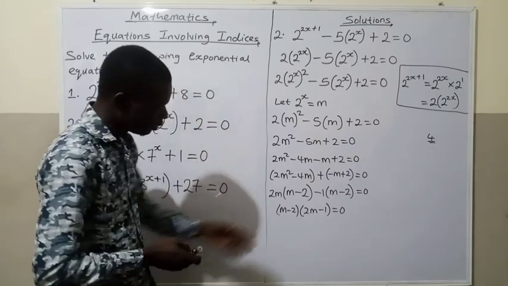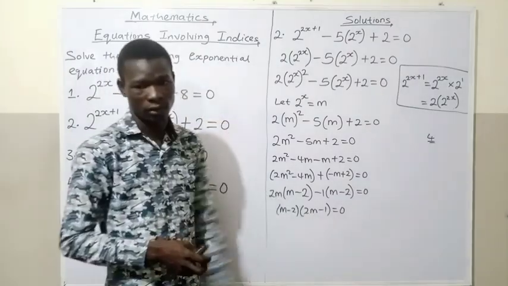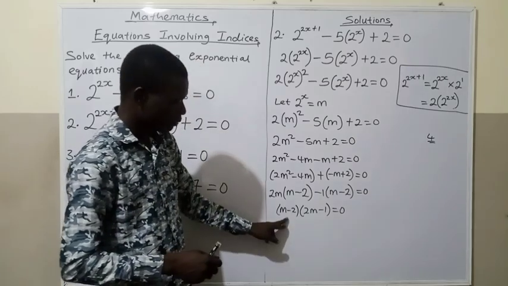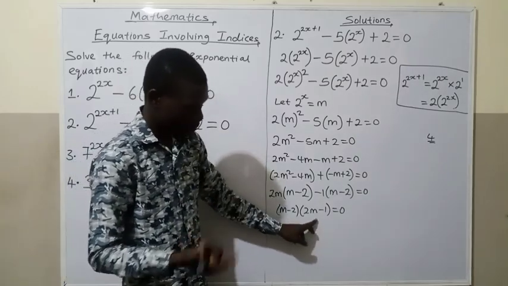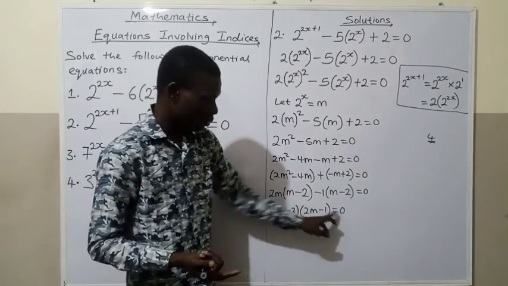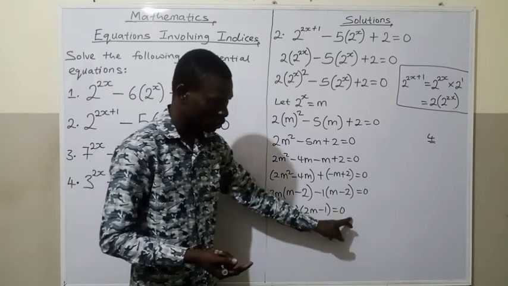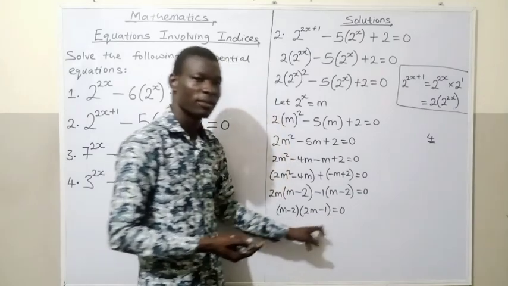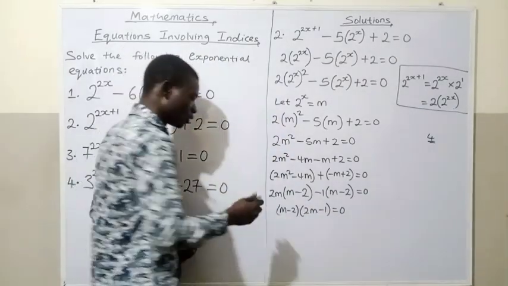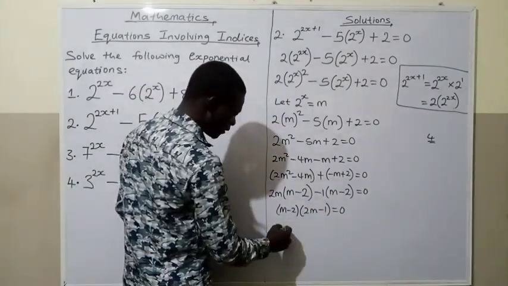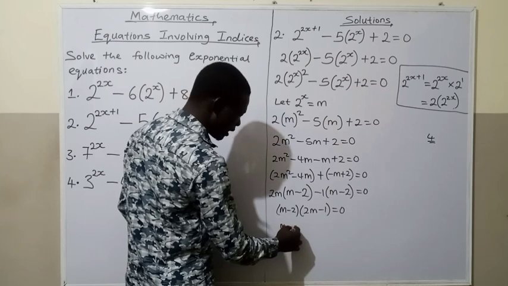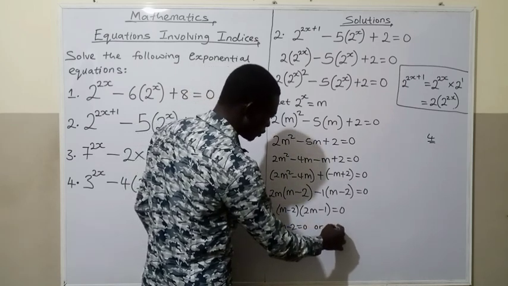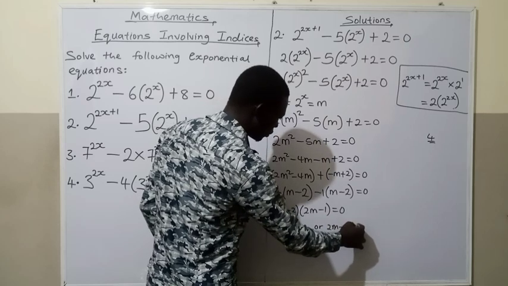Now, this is going towards the end of the solution of the quadratic equation. And when we have number a multiplying number b, according to the rule of quadratic equation, number a multiplied by b equals to 0. It means that either a equals to 0 or b equals to 0, or even both a and b are equals to 0. So what does that tell us? I didn't do this in the first question, but it says that either m minus 2 equals to 0, or 2m minus 1 equals to 0.